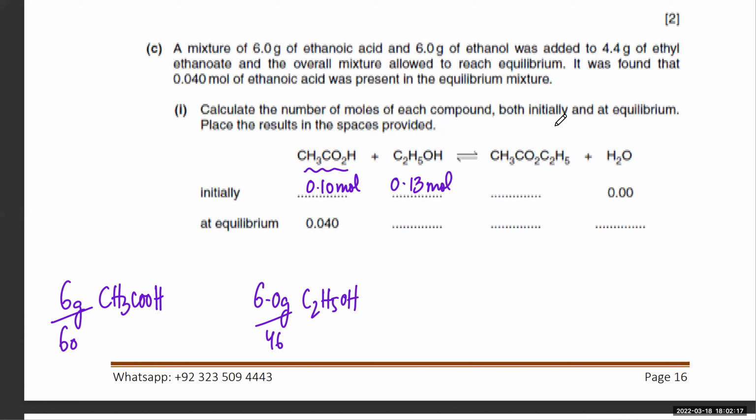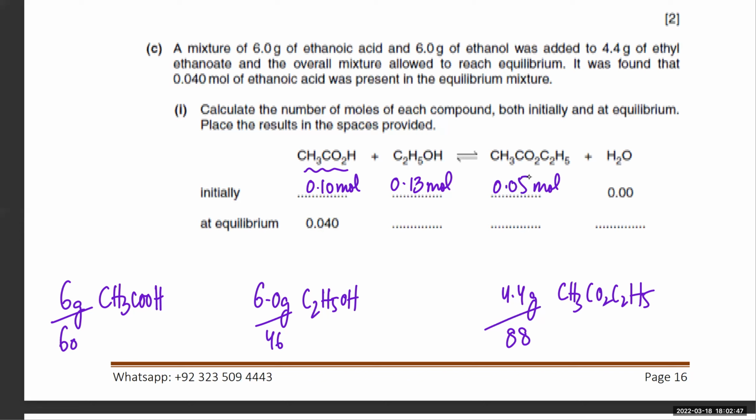Or 4.4 grams of ethyl ethanoate, this one. So 4.4 grams of this thing, CH3CO2C2H5. Iska total, that's going to be 4 carbons, that's 48, plus 2 oxygens, 32, plus 8 hydrogens, that's 88. So MR is 88. So how many moles is that? Mass divided by MR, that's going to be 0.05. So you're getting 0.05 moles of this, okay?